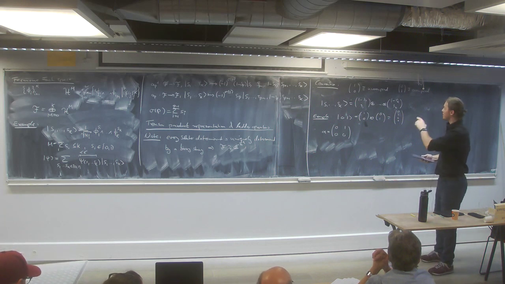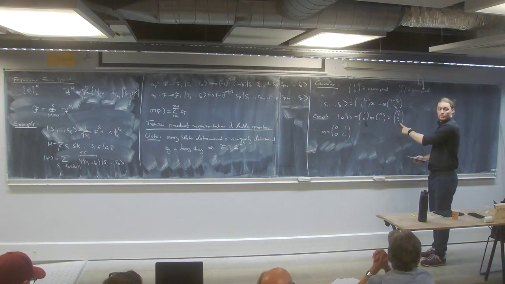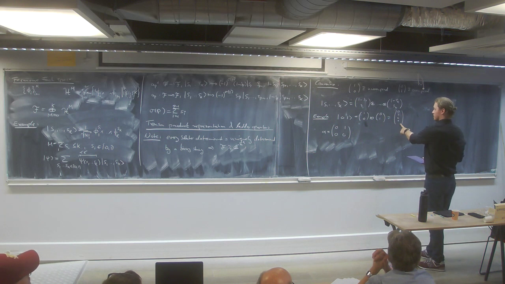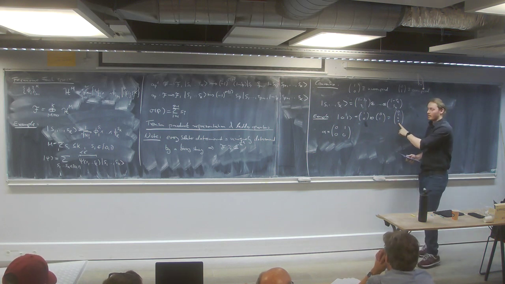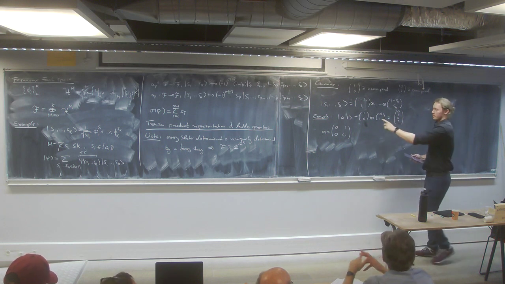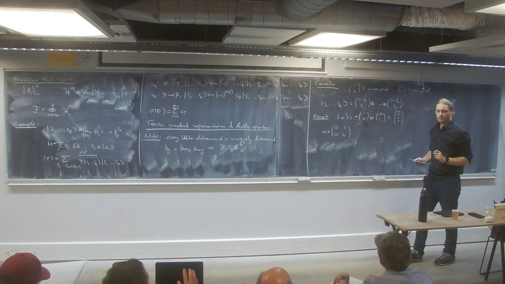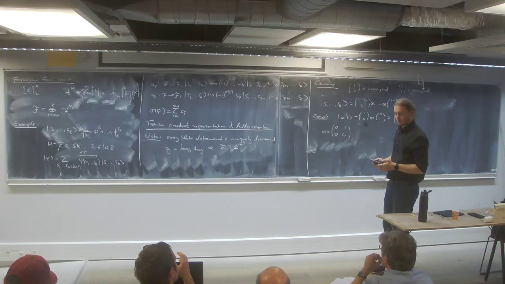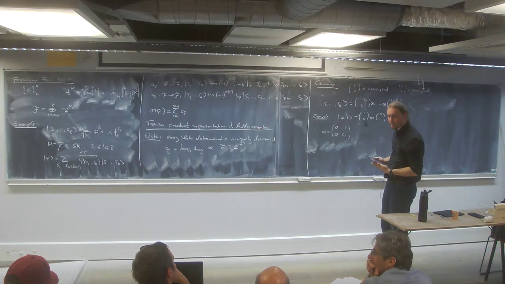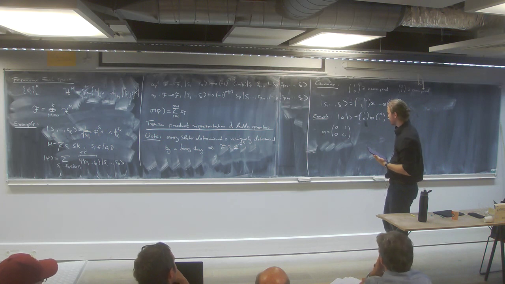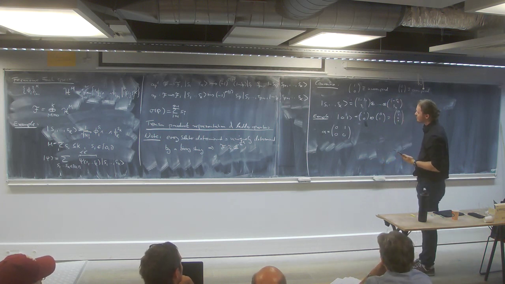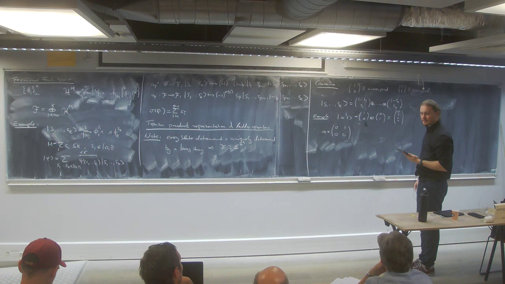I'm missing a 1? No, this is fine. This is the tensor product, so you multiply this number by this vector and this number by this vector. A stupid question, but why use two integers instead of only one? Let's say not occupied is 0, occupied is 1.